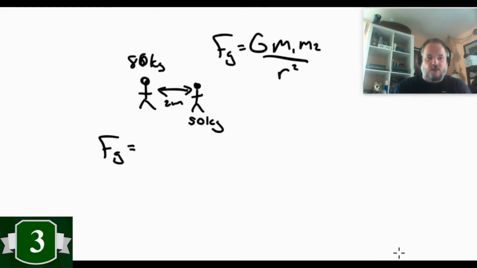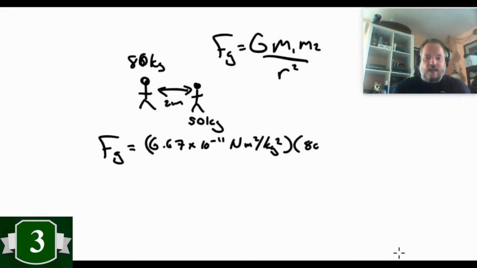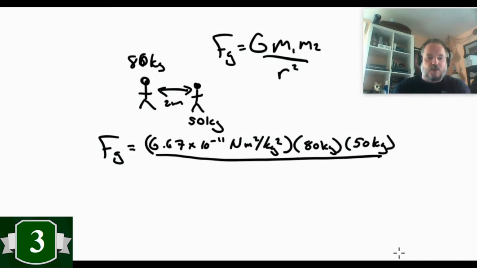Look that up on your reference tables. It's 6.67 times 10 to the minus 11 newton meters squared per kilogram squared. Put that in parentheses. Next, 80 kilograms is M1. M2 is 50 kilograms. Notice it doesn't matter what order you put these in. And then divided by, the distance between them is 2 meters.